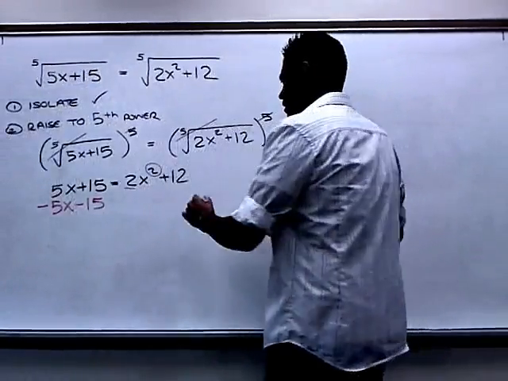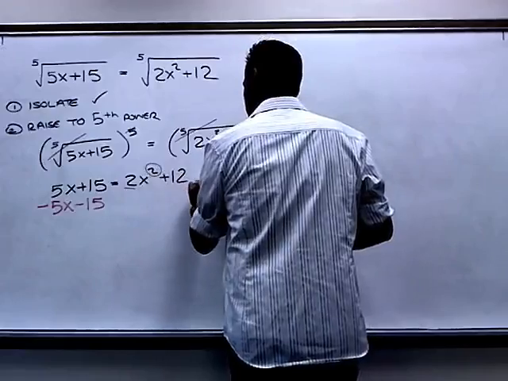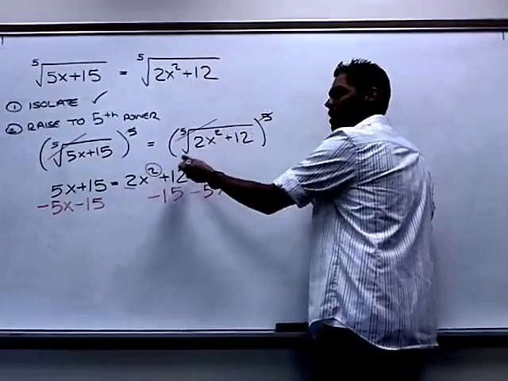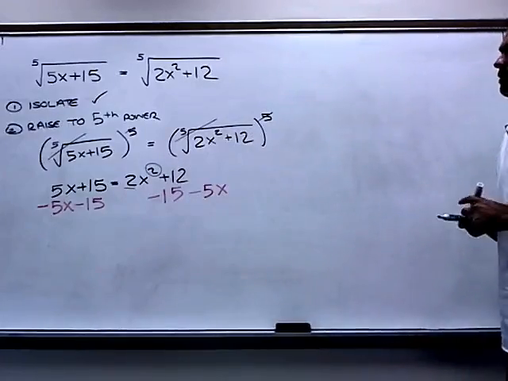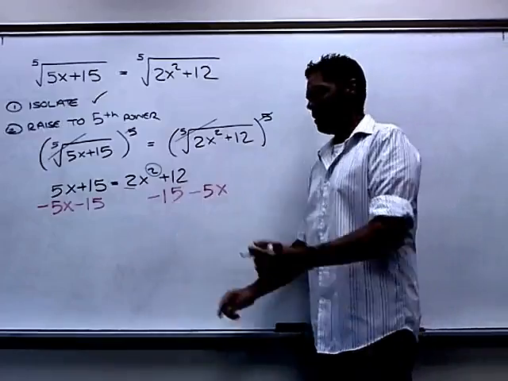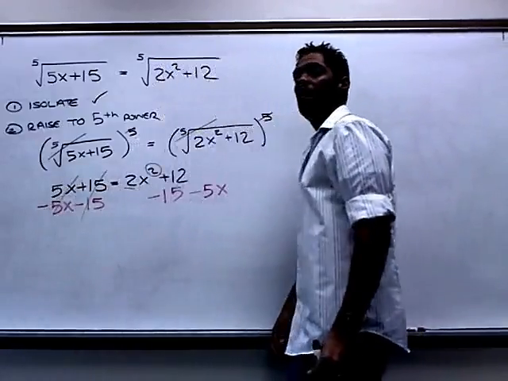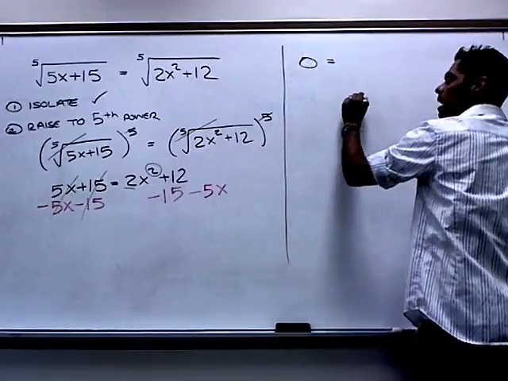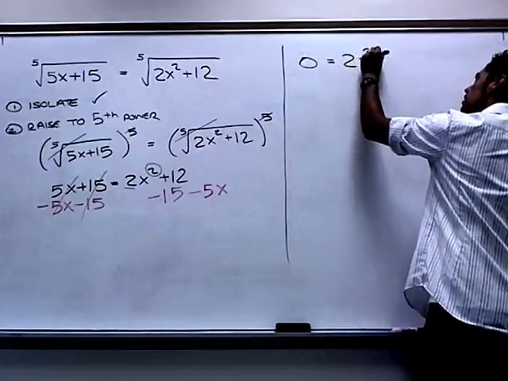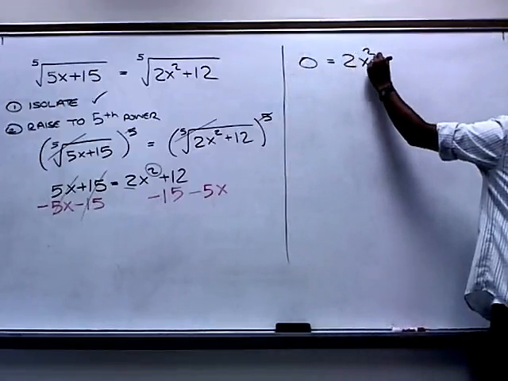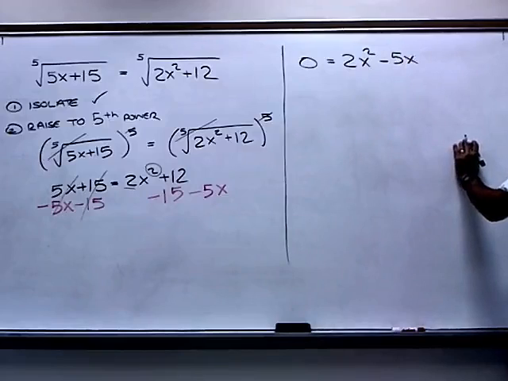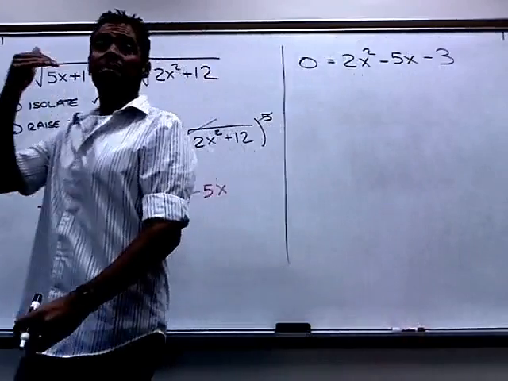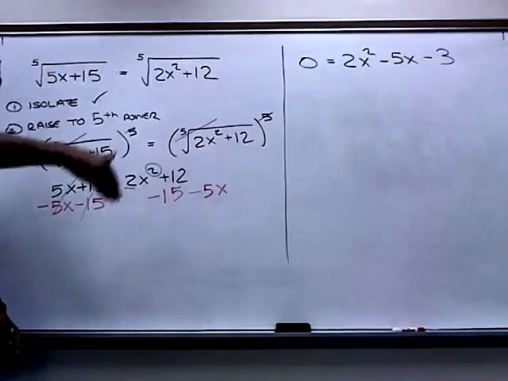Subtract 5x, subtract 15. So I'm just lining things up. There's no x on the right side, so I can't subtract 5x from anything. 12, take away 15 here. I get nothing on the left side. My left side should be a 0, right? The right side should be 2x squared, then what? Minus 5x, put it in descending order. Then? Minus 3. Is that all right? Just make sure it's in descending order. Highest power of x going down.